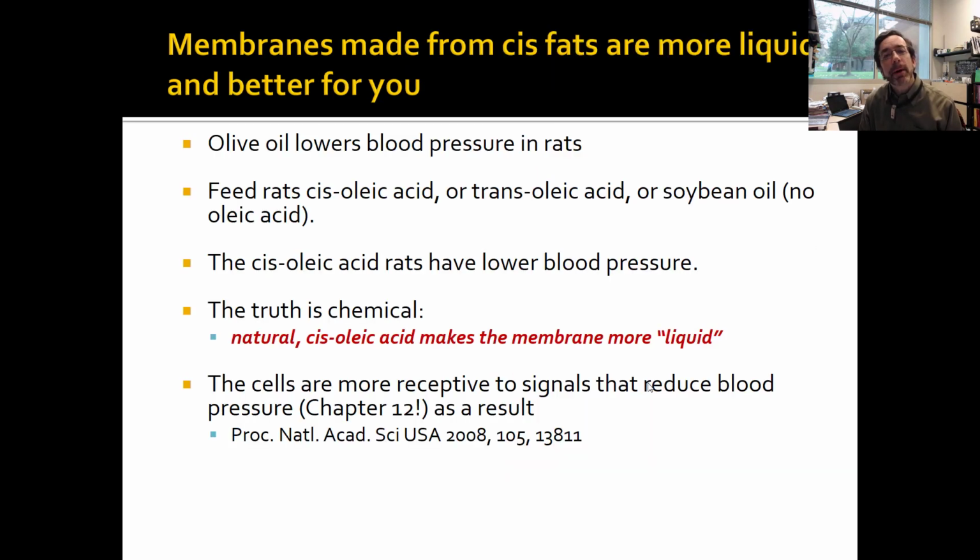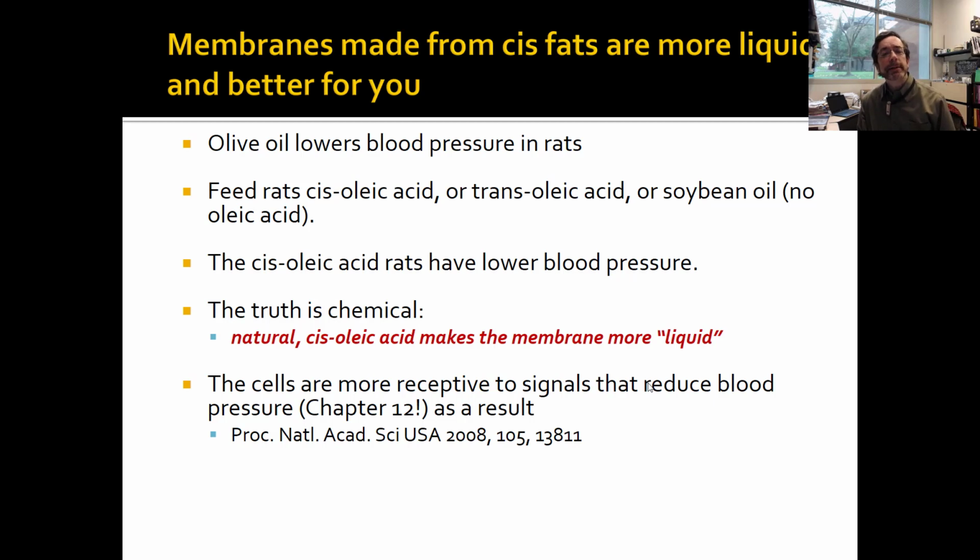And this is actually part of the reason, the liquidity of the membrane is part of the reason why trans fats are bad for you. Or at least, I'm going to put it more positively, I'm going to say membrane fluidity is why cis fats are good for you. Because cis fats, remember that cis fats are kicking out. Because they're kicking out, they are more liquid, and they will end up with a more fluid membrane.